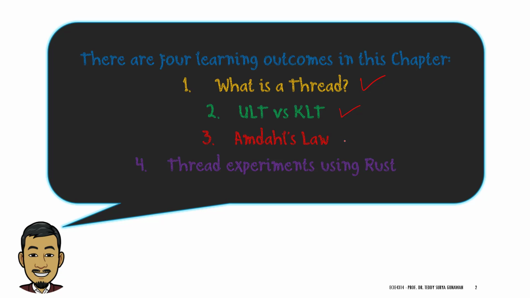Then we have a parallel application that follows Amdahl's law. From here, we can predict the speedup of a parallel program. And the last one will be a thread experiment using Raspberry Pi. Okay, so let's move on.